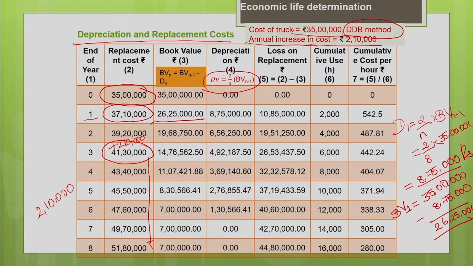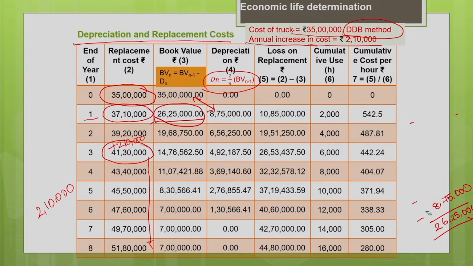To get that, you subtract the depreciation for the first year from the book value at the beginning of the first year. If you subtract these two, you get the book value at the end of the first year. That is why it is given here: the book value for the current year is the book value at the end of the previous year minus the depreciation for the current year. The book value at the end of the previous year is the same as the book value at the beginning of the current year.